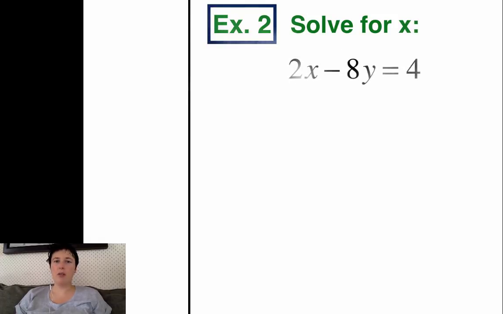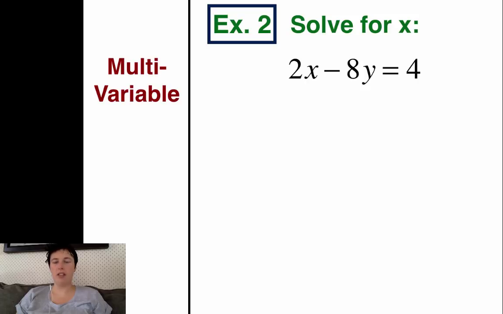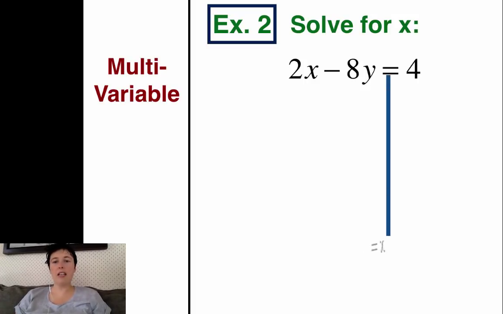We're going to do a second example. And in this example, we are going to do the same thing. We're going to solve for x, but here's the equation: 2x minus 8y equals 4. So this one's different. It has an x and a y. It's got two variables, so we call this a multivariable equation. And when we solve a multivariable equation, we do it just like we do every other equation. We put the line down the equal sign. Our job is to solve for x, so we're going to get x isolated by itself, and we're going to get an answer. Except this answer is going to look a little bit weirder.